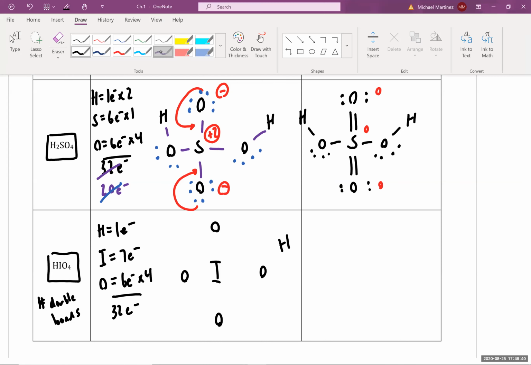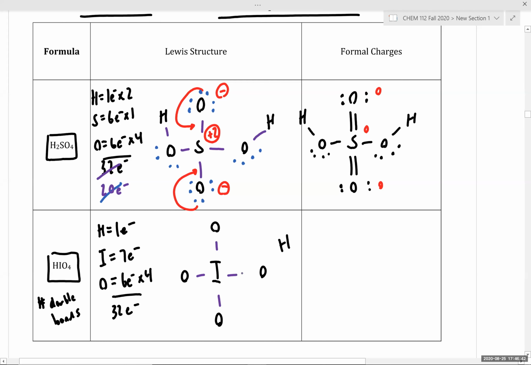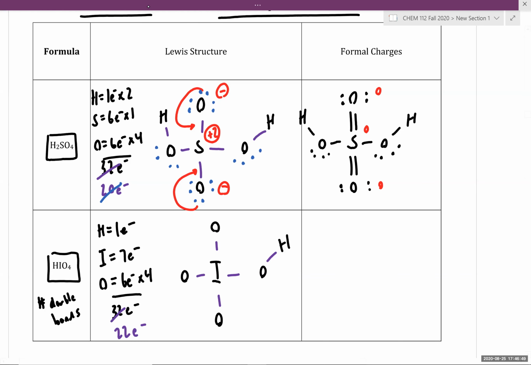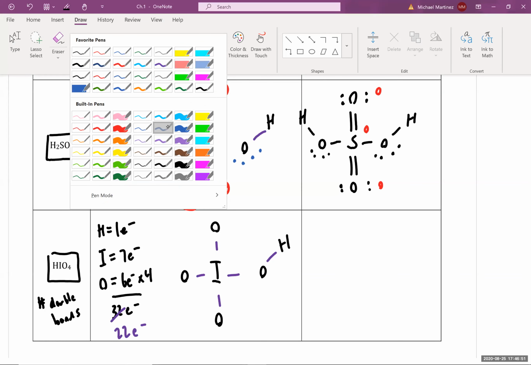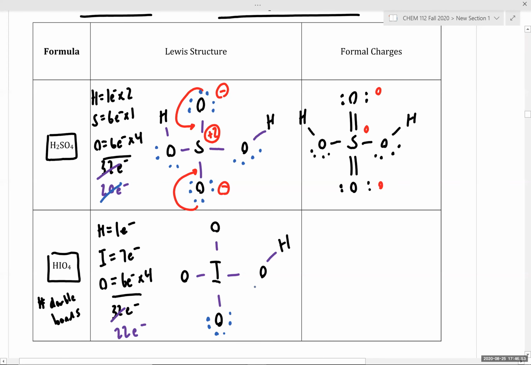What we're now going to do is form 1 bond each. 2, 4, 6, 8, 10. We have 22 electrons remaining. So now we're going to fill in our lone pair electrons. 2, 4, 6, 8, 10, 12, 14, 16, 18, 20, 22.